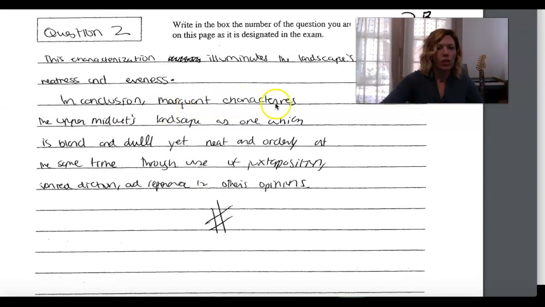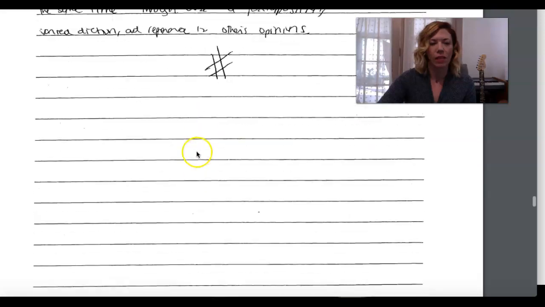In conclusion, she characterizes the upper Midwest landscape as one which is bland and dull, yet neat and orderly at the same time through the use of juxtaposition, varied diction, and reference to others' opinions. So this isn't even really needed. She could have stopped here because this just really repeats the thesis, and you don't have to do that, and you shouldn't do that in AP level essays.